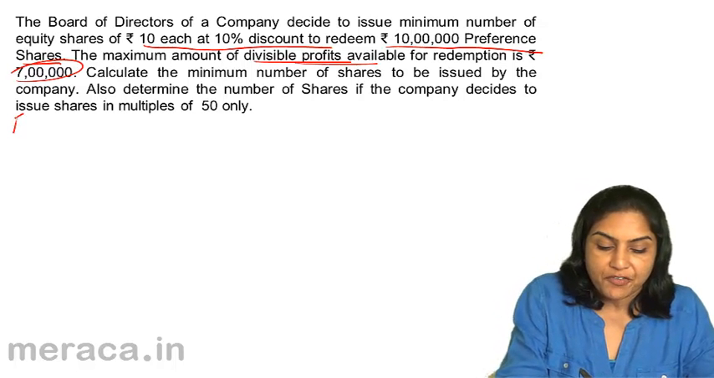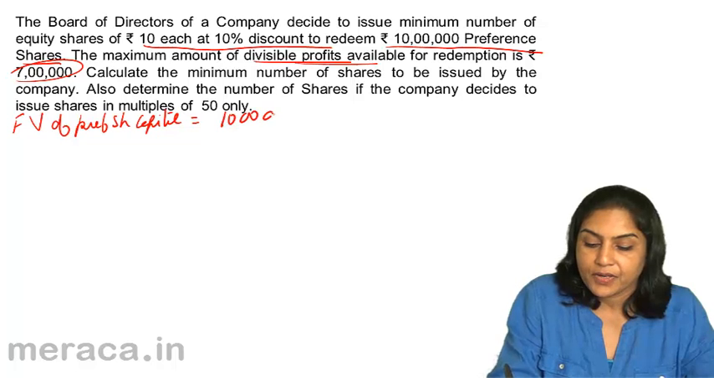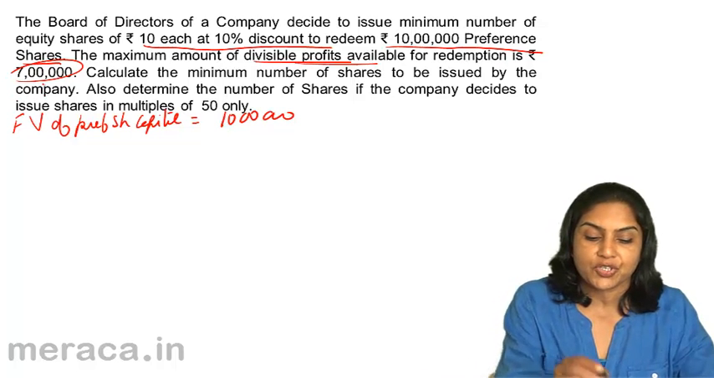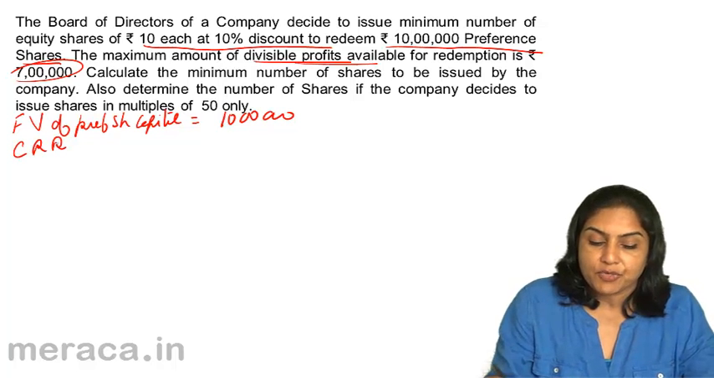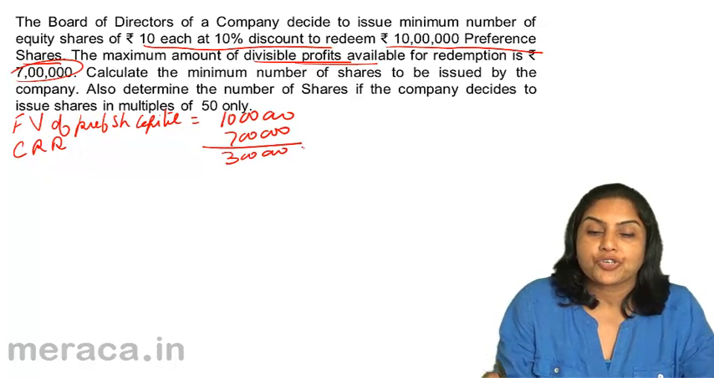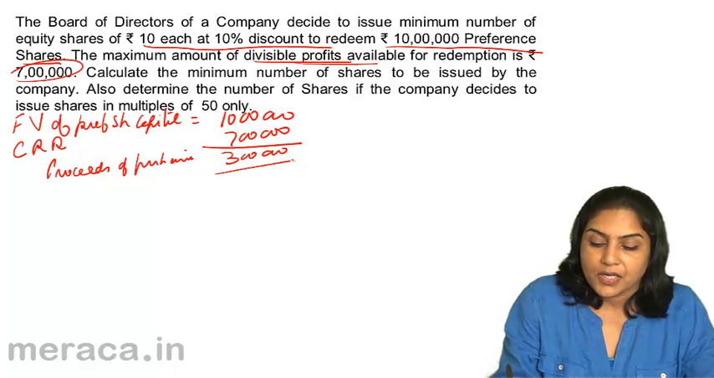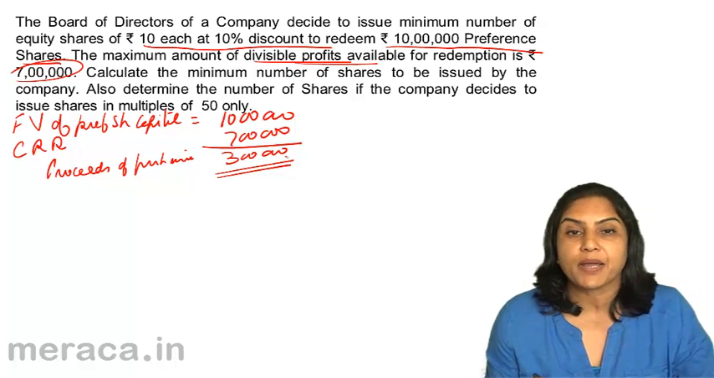So let us see what is the face value of preference share capital to be redeemed. That is 10 lakhs. Next, what information is given to us? The maximum amount of divisible profits available for redemption is given as 7 lakh. So the amount transferred to capital redemption reserve would be 7 lakh. Therefore, what is 3 lakh? 3 lakh should be the proceeds of fresh issue. This is actually the face value of the preference share capital which should be redeemed by proceeds of fresh issue.